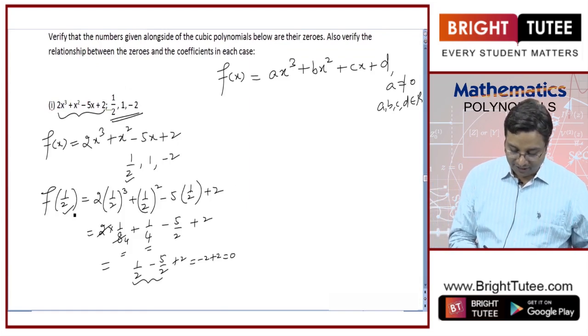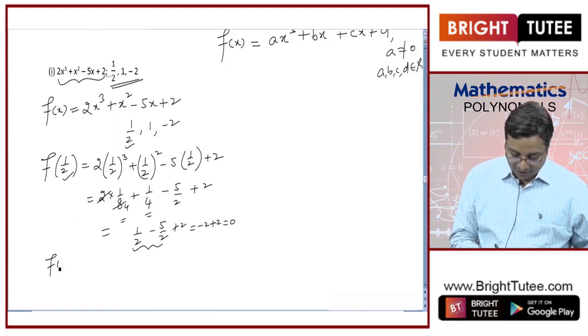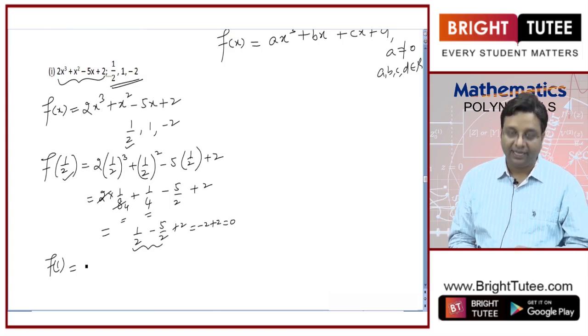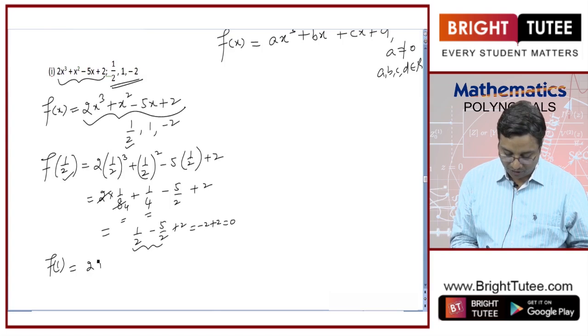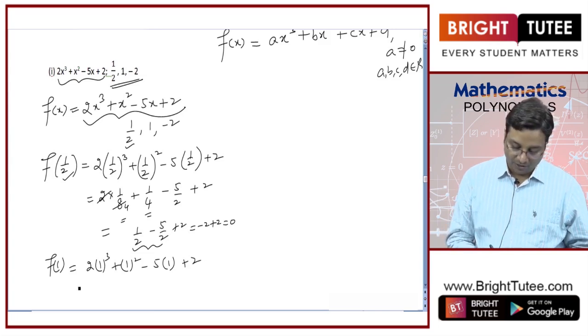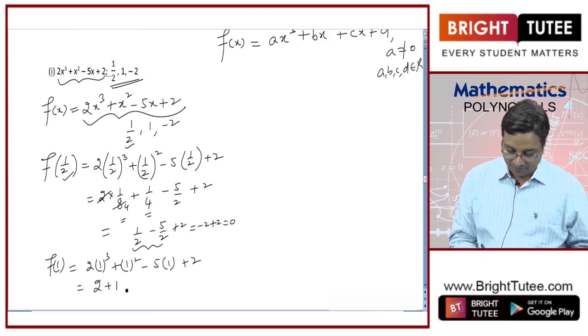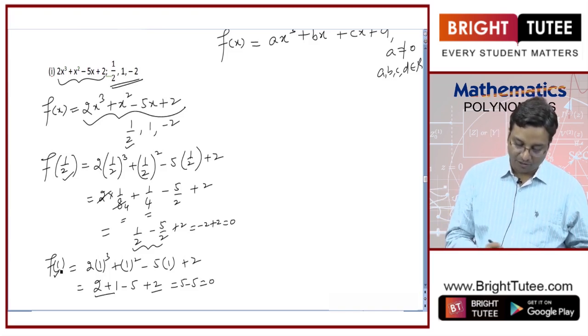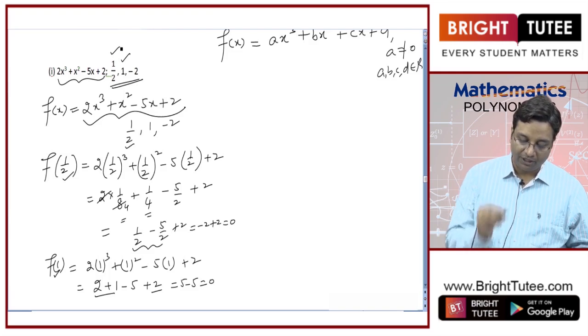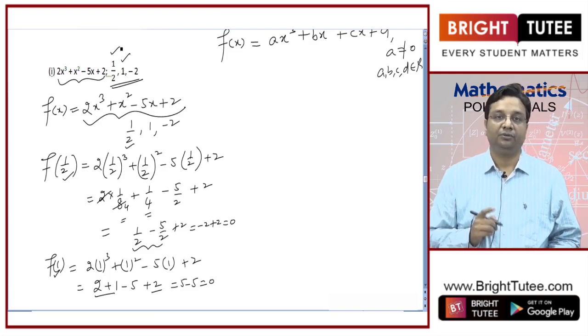Similarly, we can check for 1, f of 1. So put x equal to 1 in this expression. So it will become 2 into 1 cubed plus 1 squared minus 5 into 1 plus 2. Okay, so it will give me 2 plus 1 minus 5 plus 2. 2 plus 1 is 3, plus 2 is 5, minus 5, which is equal to 0 again. So yes, 1 is also a 0 of the given cubic polynomial.